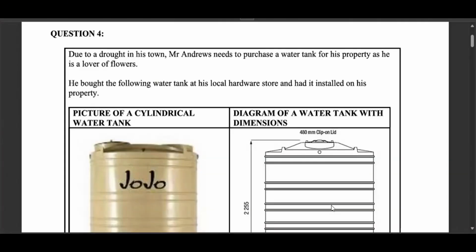All right, as we saw how to answer measurement questions, here we have some questions that we're going to be answering and timing ourselves as well. Due to drought in his town, Mr. Andrew needs to purchase a water tank for his property as he is a lover of flowers. He bought the following water tank at his local hardware store and had it installed on his property.